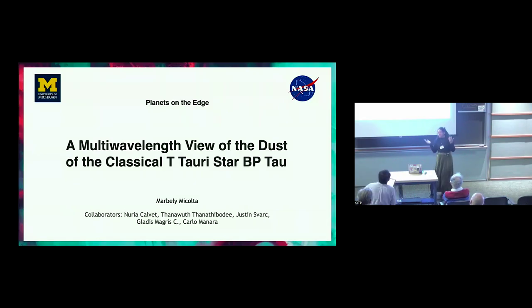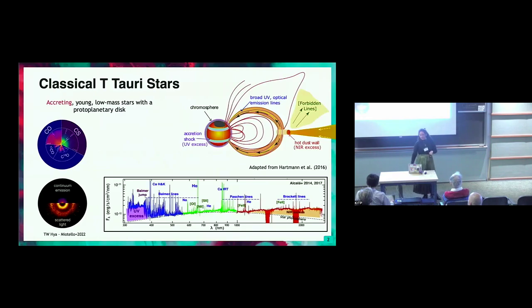Today I'm going to give you a multi-wavelength view of the dust of the classical T Tauri star, BP Tau, and hopefully convince you that with multi-wavelength analysis we can search for new signposts for planetesimal formation in the early stages. So we talked about classical T Tauri stars a lot these past 2 days. Just to be on the same page, you see it?